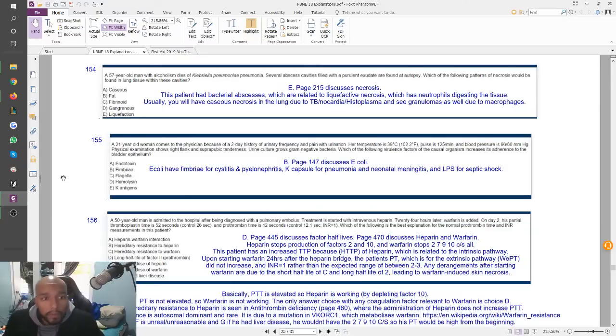155. 21-year-old woman comes to the physician because of a 2-day history of urinary frequency and pain with urination. Temperature is 102.2, pulse is 125, blood pressure is low. Physical exam shows right flank and suprapubic tenderness. Alright, so she's very young. Urine culture grows gram-negative bacteria. Which of the following virulence factors of the causal organism increases its adherence to the bladder epithelium?